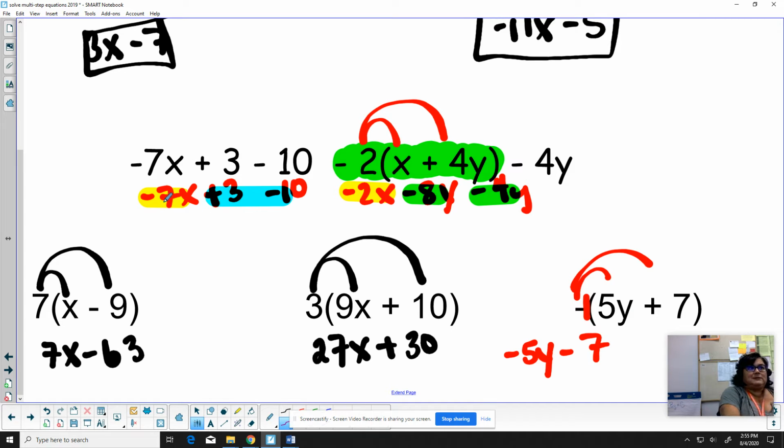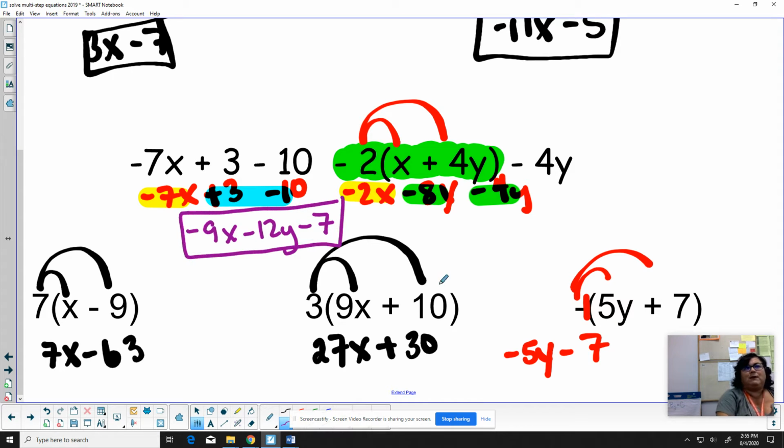So we'll start with the x's. Negative 7x and negative 2x is negative 9x. Do the y's. Negative 8 and negative 4 is negative 12y. And positive 3 and negative 10 is negative 7. This is my answer. I put the letters in alphabetical order, and I put the constant in the back. All right, that was just the beginning skills. Okay, that was just connection to prior learning.